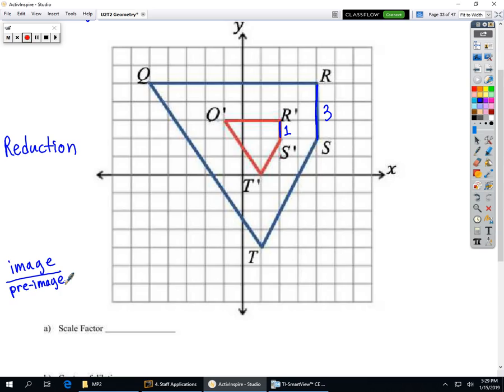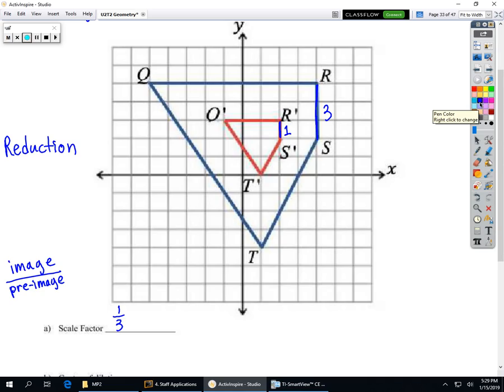Well, what's the distance on the image here? This R prime S prime is 1. This one is 3. So I would do 1 over 3. Please leave this as a fraction. Don't put 0.33333333. It's not going to be accurate, and it's not easy to work with.